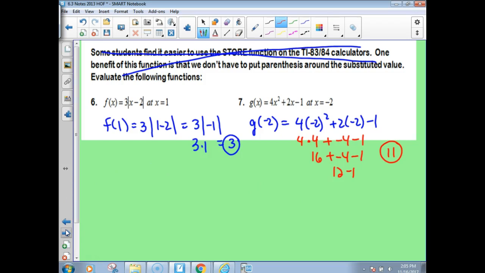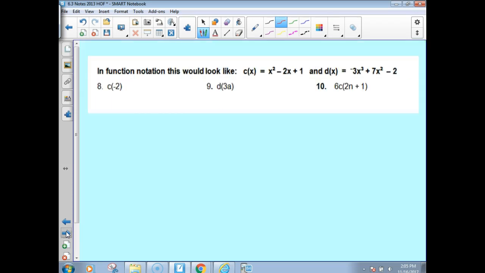Okay, I want to get to something new, which is on the next page. This isn't actually very new at all to plug in this stuff. Okay, now we're just getting used to this function notation. We're on the back of 1B now. You have to pay attention. This says do the C of negative 2, so you go find which function, because we've got 2 of them here. This is the C function and the D function.